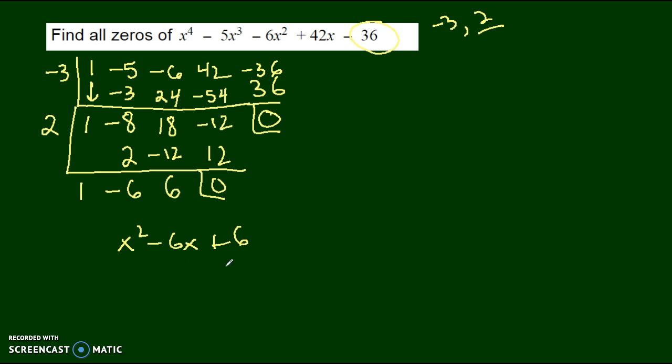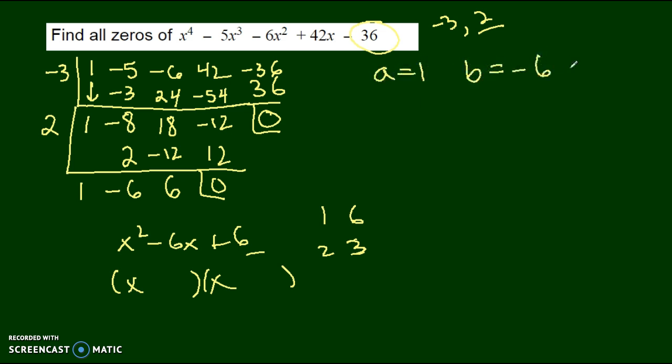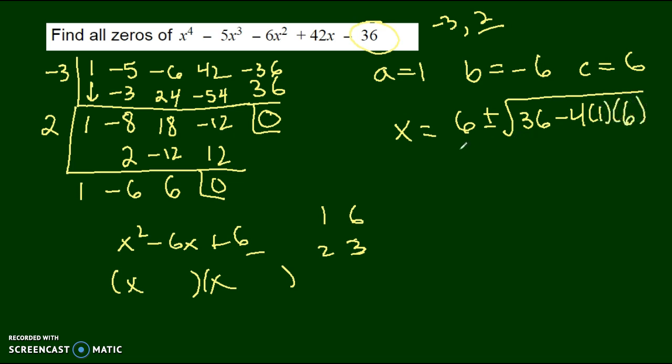I might try to factor this, but as I try to think about things that might multiply to make 6 and add to make the middle, I'm not really seeing any way. 6 is either 1 and 6 or it's 2 and 3, and neither of these can combine to make that 6. So what's the quadratic formula for us with a equal to 1, b equal to -6, and c equal to +6? So x will equal the opposite of b, plus or minus the square root of b squared, minus 4 times a times c, all over 2 times a.